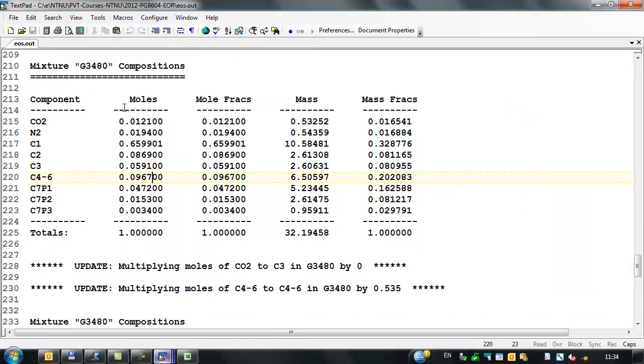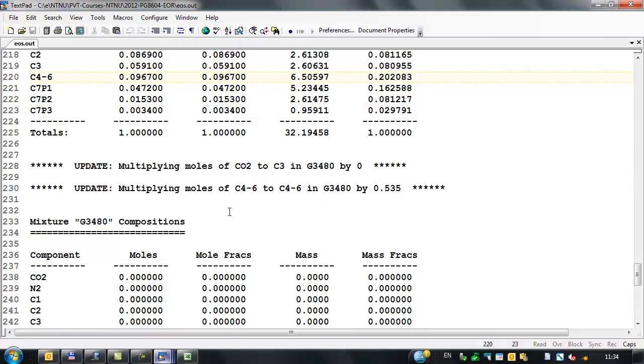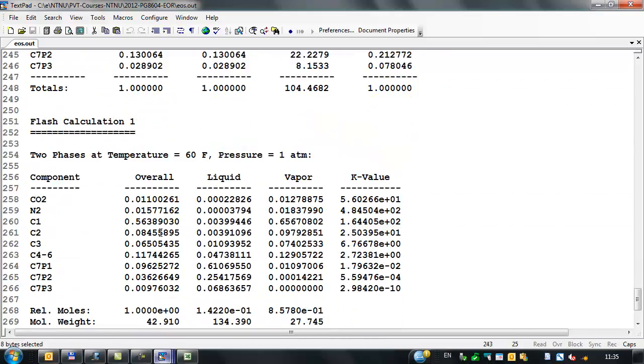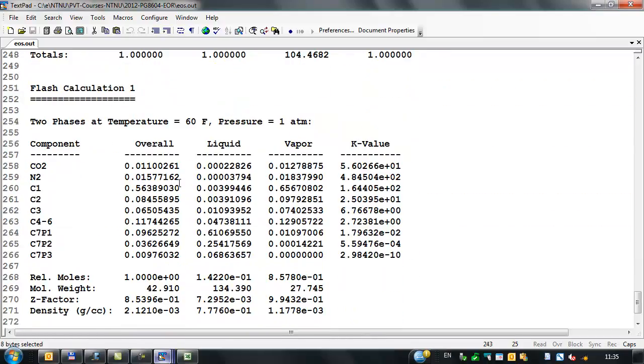There we go. Now we got our gas. Get rid of the CO2. Down through there, we got a little bit of the C4, C6 plus left. We do a flash calculation. Should be a liquid. That results. Now we've got a little bit of a problem: that liquid is splitting into two phases.